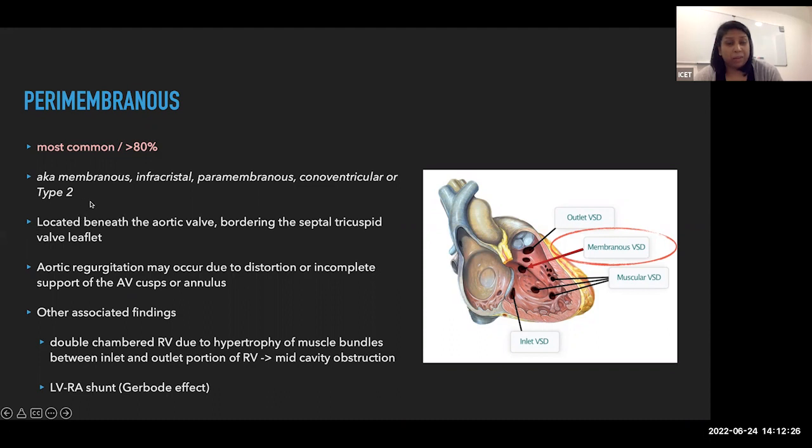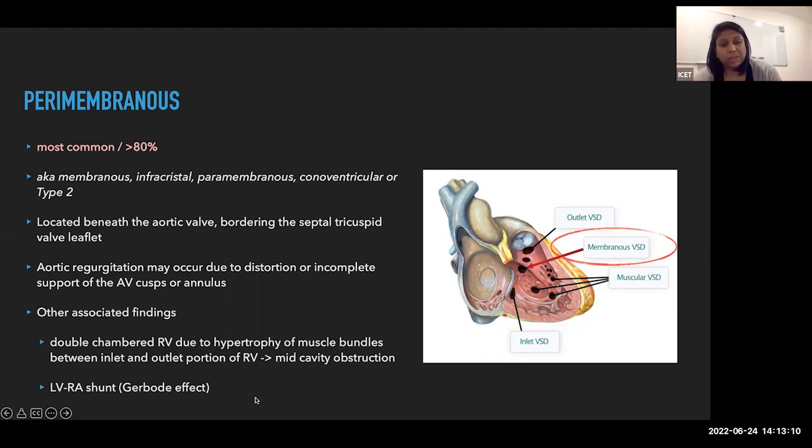They are otherwise known as membranous, infracrystal, perimembranous, conoventricular, or a generic type 2 VSD. These are located beneath the aortic valve and bordering the septal tricuspid valve leaflet. As a result of their proximity to the semilunar valves, it can cause a degree of aortic regurgitation as well. If the cusps of the aortic valve get sucked into the ventricular septal defect, you can get poor coaptation of the aortic valve and therefore regurgitation.